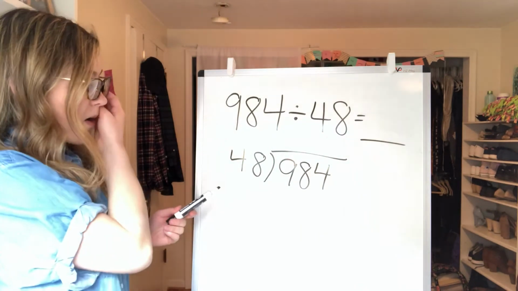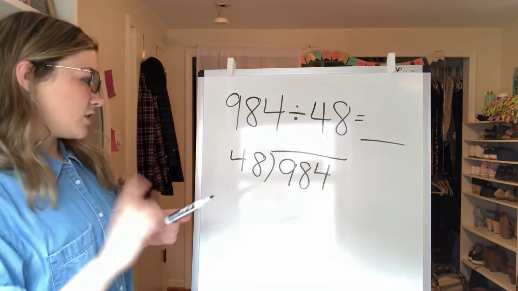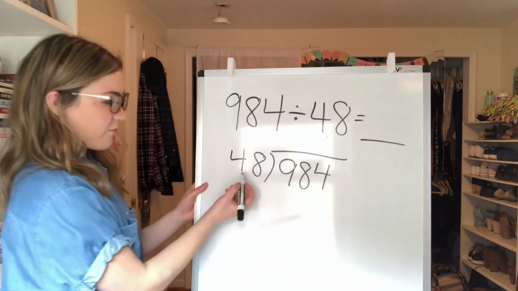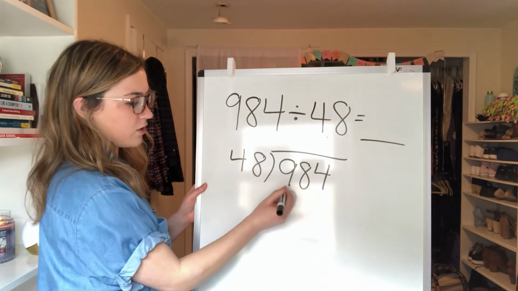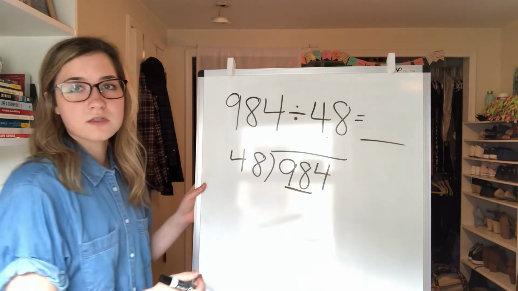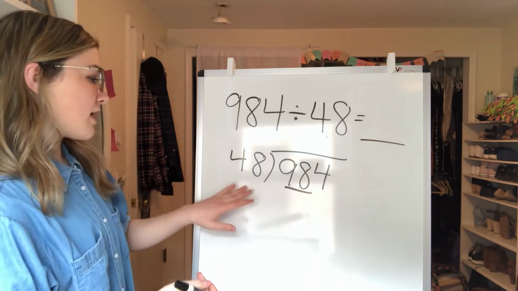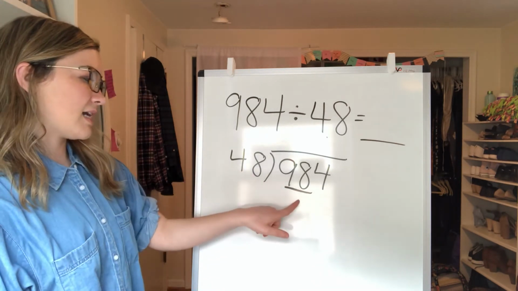Okay, so first what we have to do is we're looking at 48, and we want to figure out how many times it's going to go into 9. Since this is 2-digit, we actually want to look at the first 2 digits of our dividend and ask ourselves how many times does 48 go into 98.